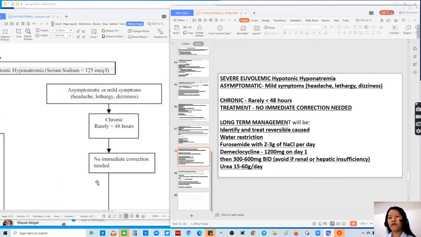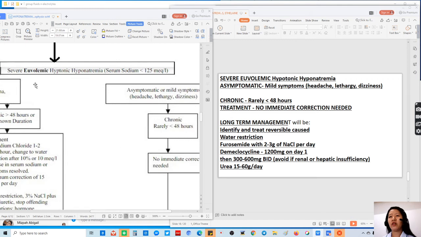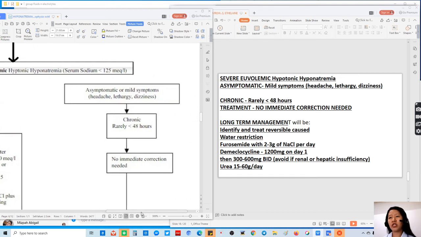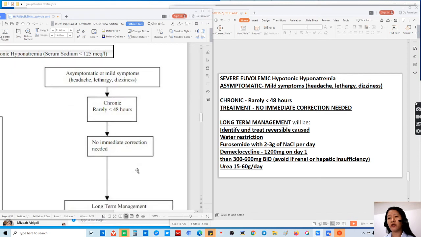Okay, and for the severe euvolemic hypotonic hyponatremia, there is also asymptomatic. So if the patient is asymptomatic or has mild symptoms like headache, lethargy, and dizziness, it is due to chronic or rarely less than 48 hours. So no immediate correction needed.